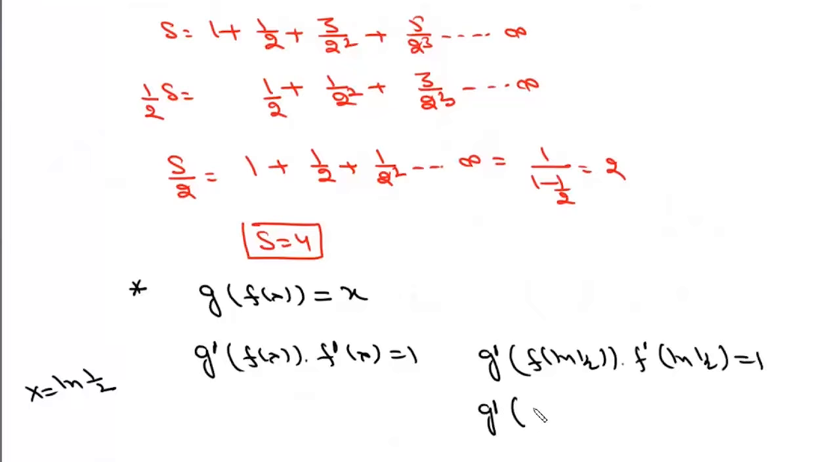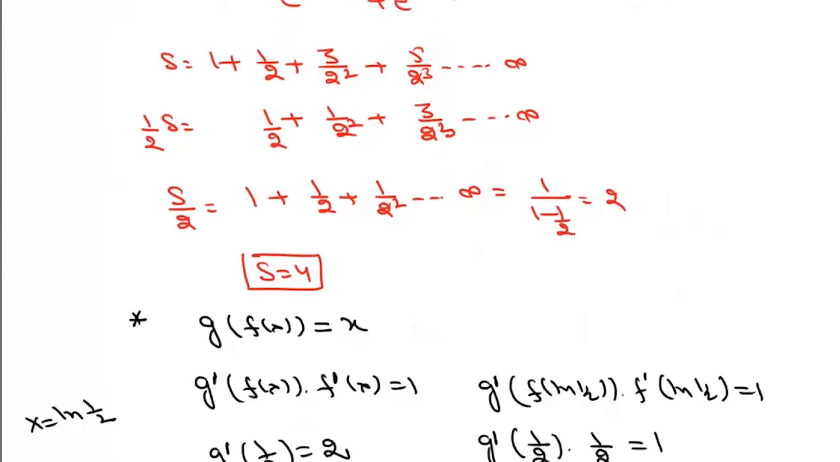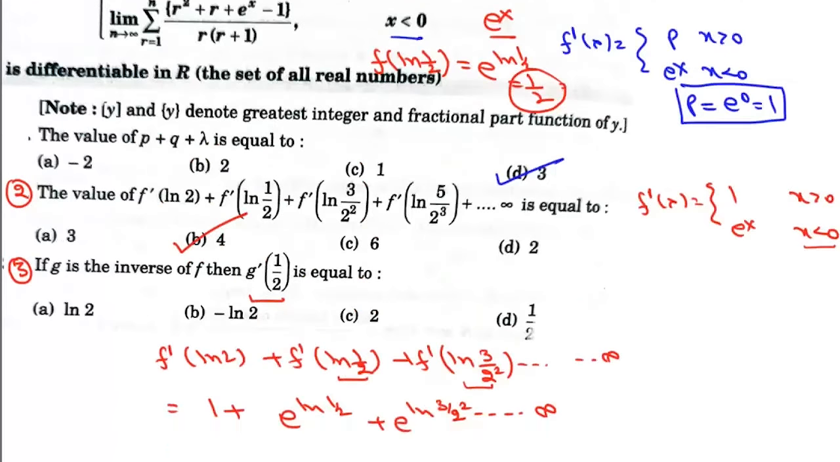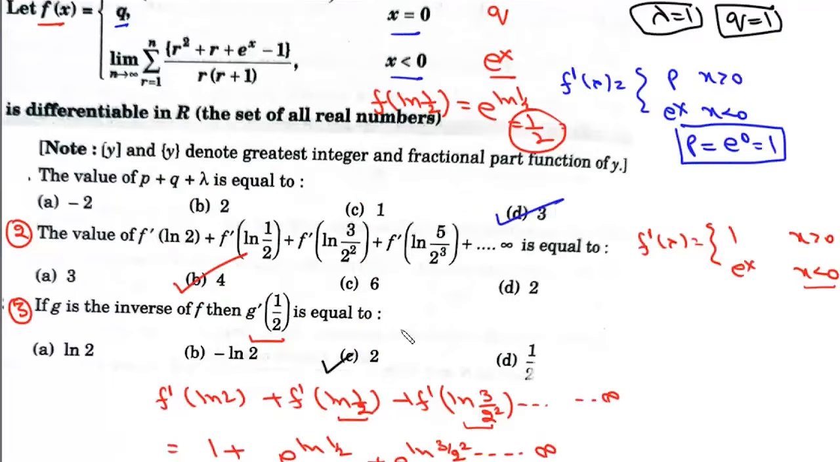Now we already know that f(log 1/2) is 1/2. Now f'(log 1/2): log 1/2 is less than 0, so f'(x) is e to the power x. So it will be e to the power log 1/2, which is 1/2, and this is 1. So from here we can say the value of g'(1/2) must be equal to 2. And that's your option C.